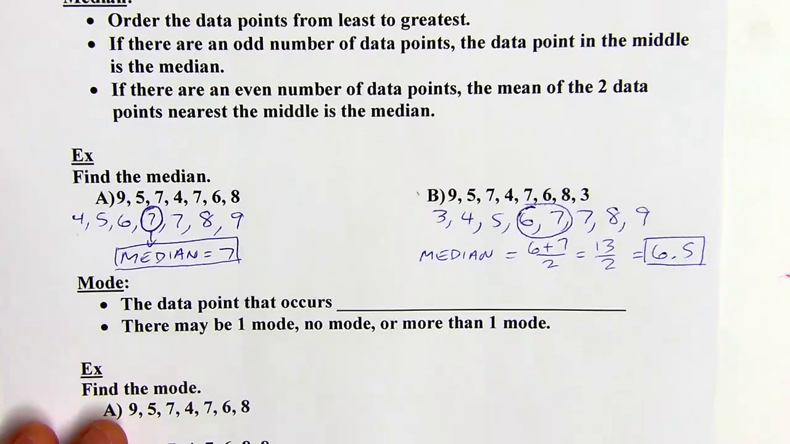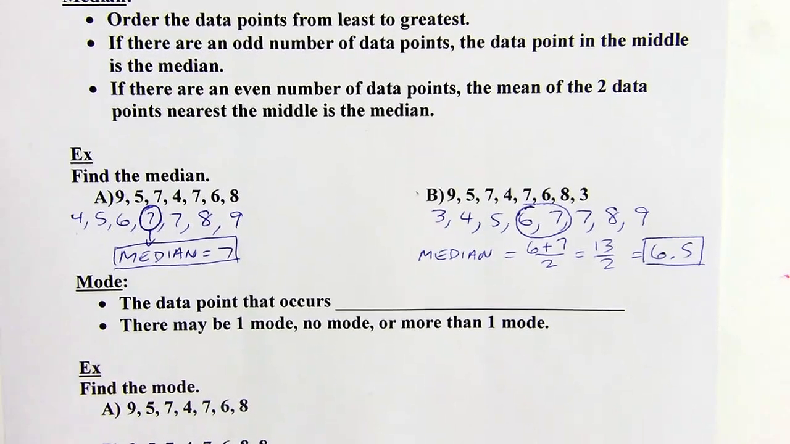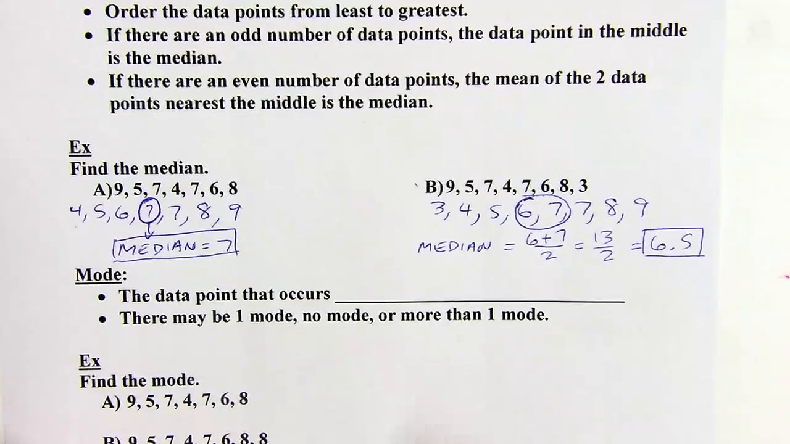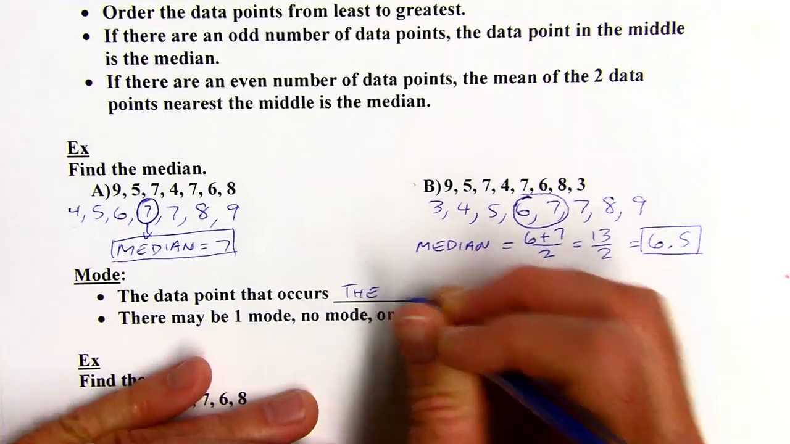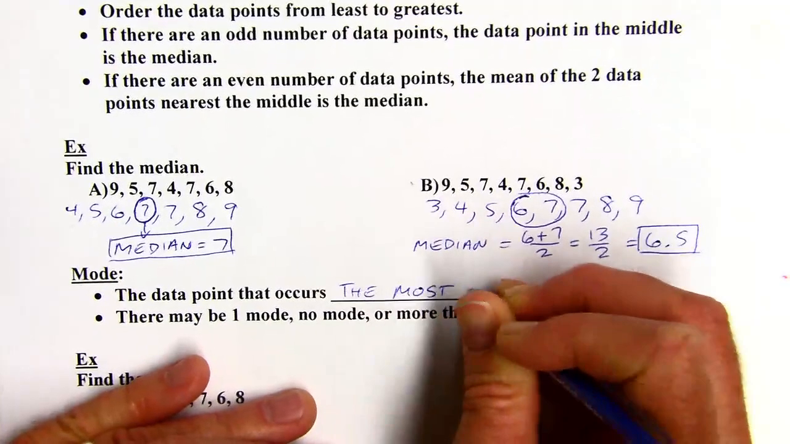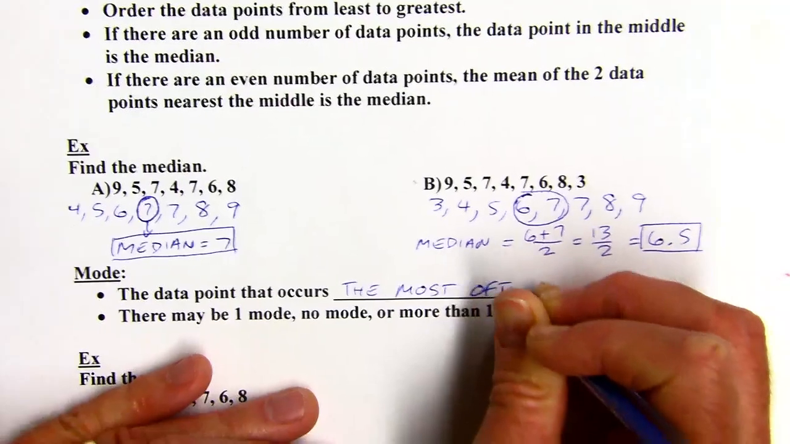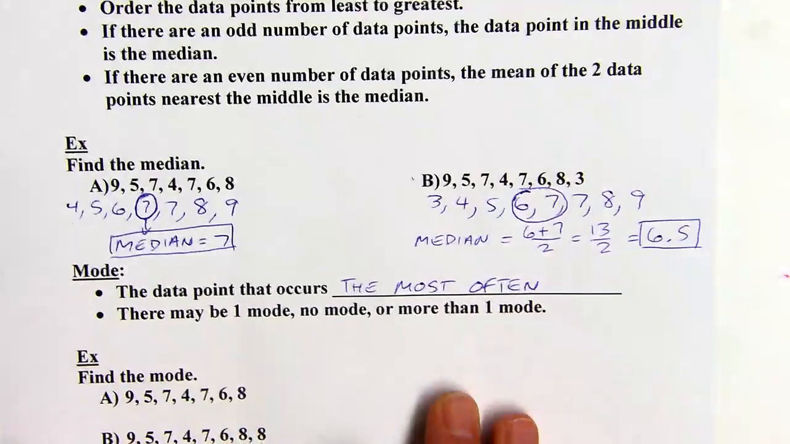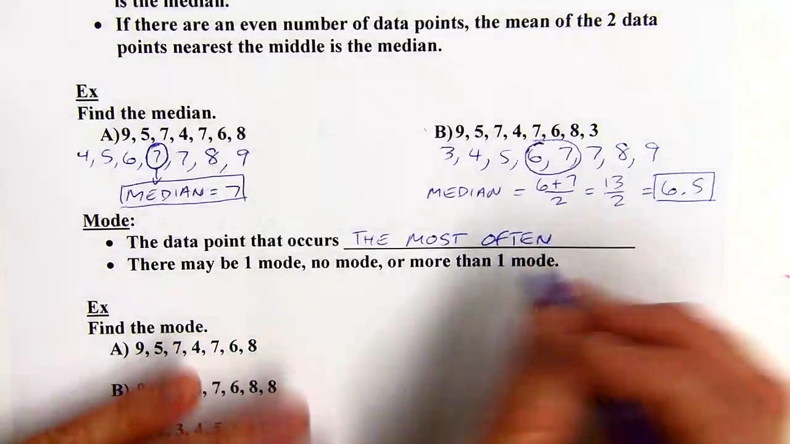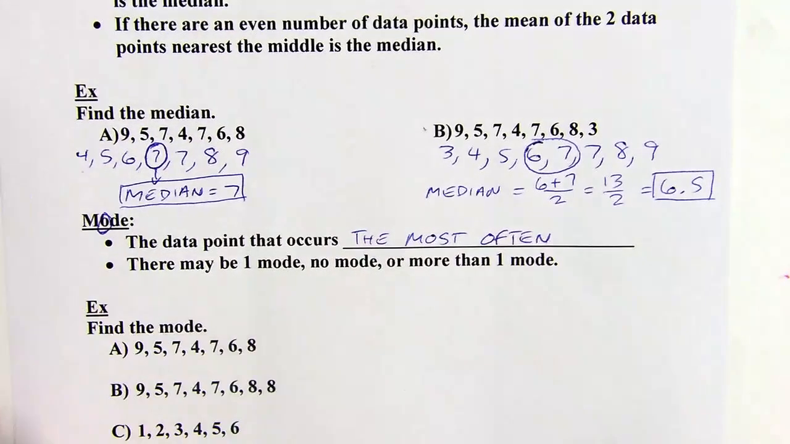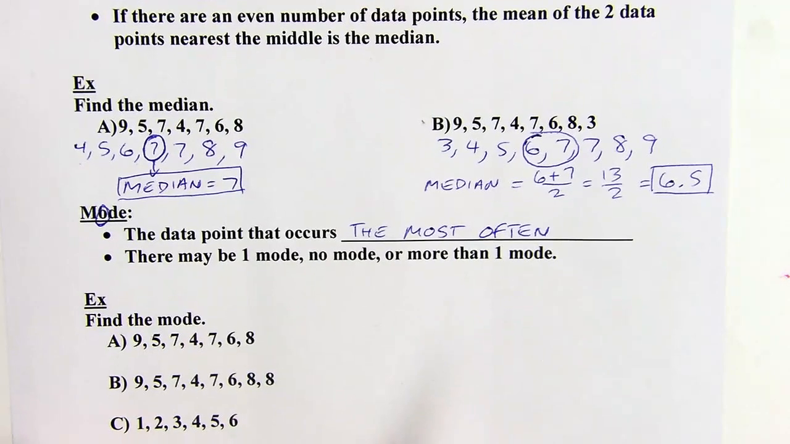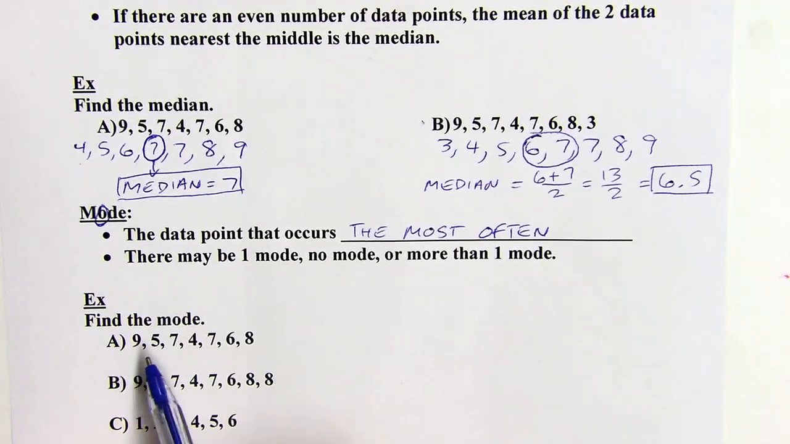Okay. And then mode. Mode is going to be the data point that occurs the most often. Maybe this is a silly way to remember this, but the way I remember it has an O in it, and so I think of the word occurs. It's the one that occurs the most often. So I'm just going to look for any numbers that are listed more than once.